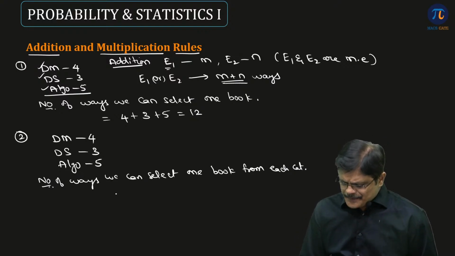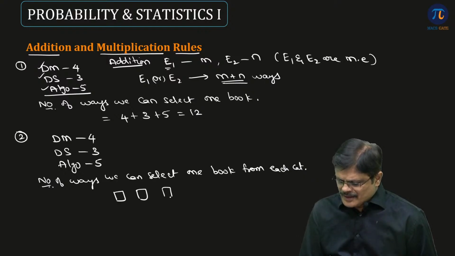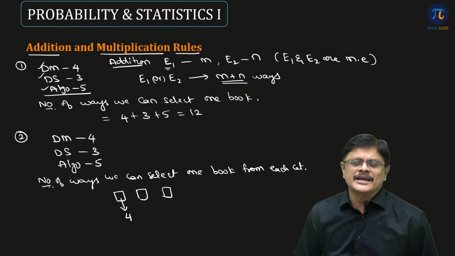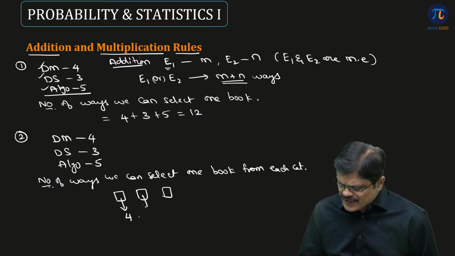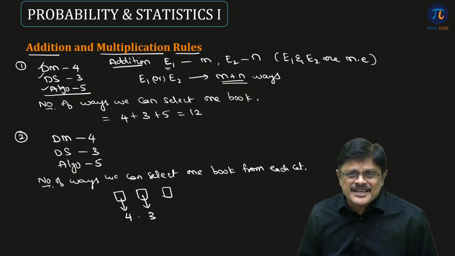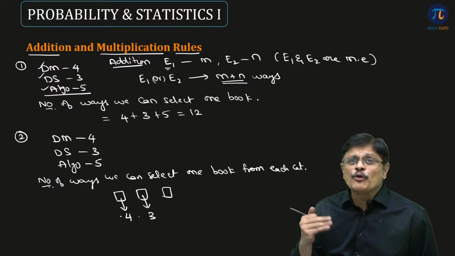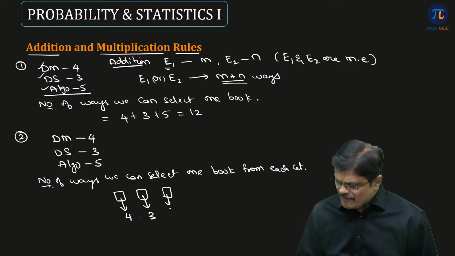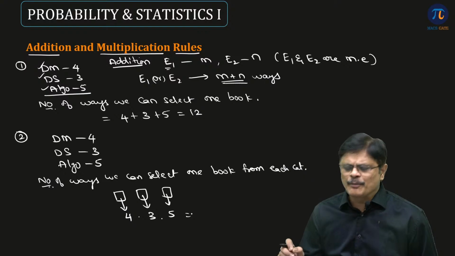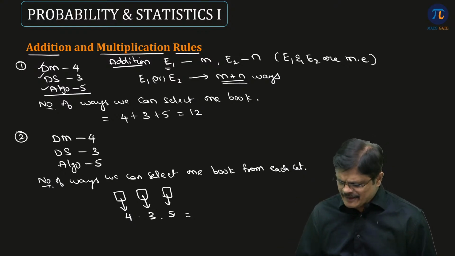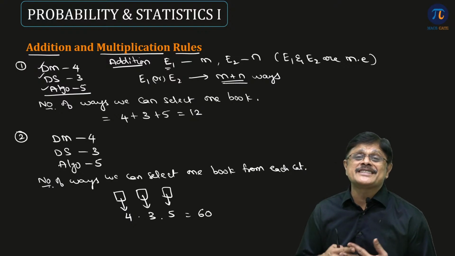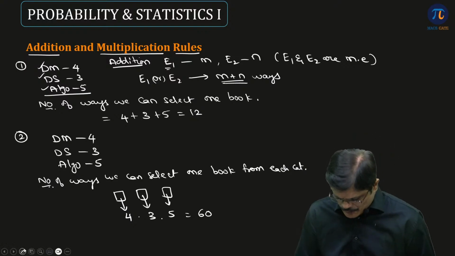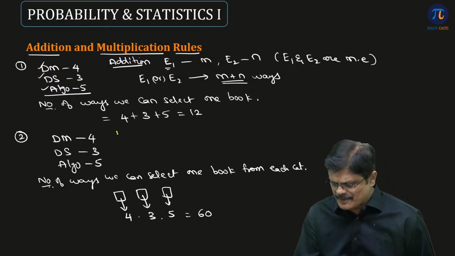So here there are 4 ways of selecting a discrete mathematics book. For each of these 4 ways, there are 3 ways of selecting a data structures book, and for each of these 4 into 3 ways, there are 5 ways of selecting an algorithm book. So the number of ways we can select one book of each category is given by 4 times 3 is 12, 12 times 5 is 60 ways. So totally we have 60 cases. So this is what we call the multiplication principle, my dear friends.